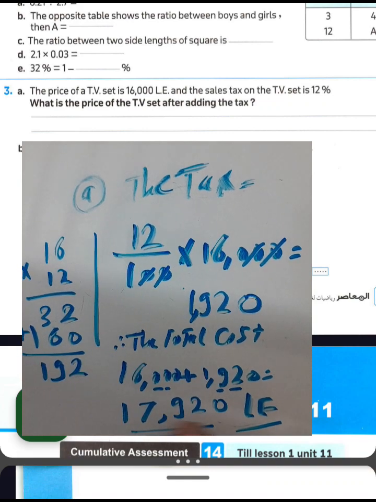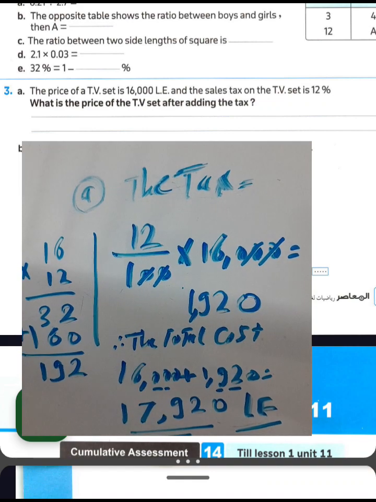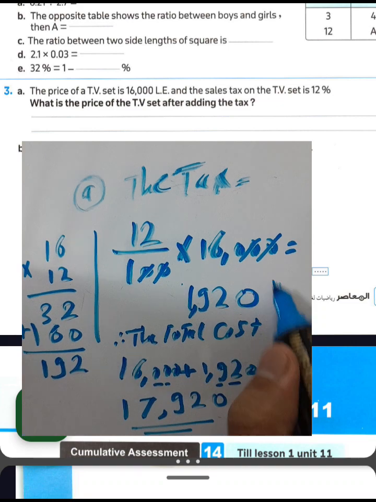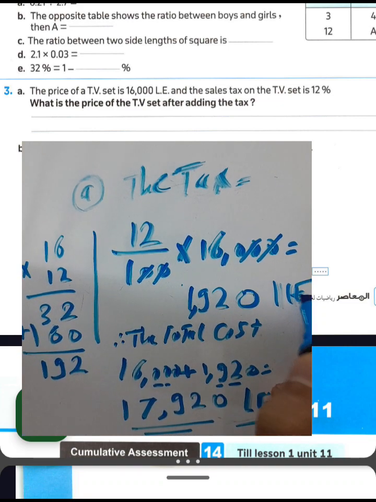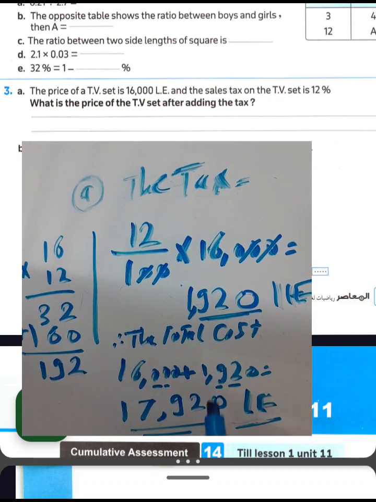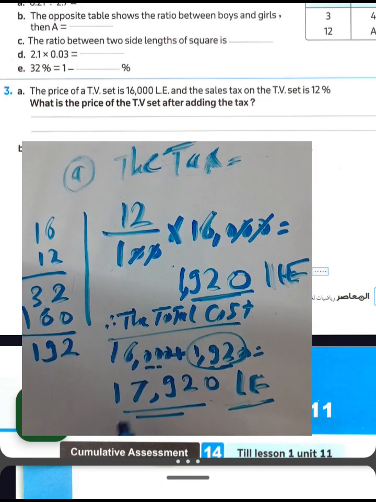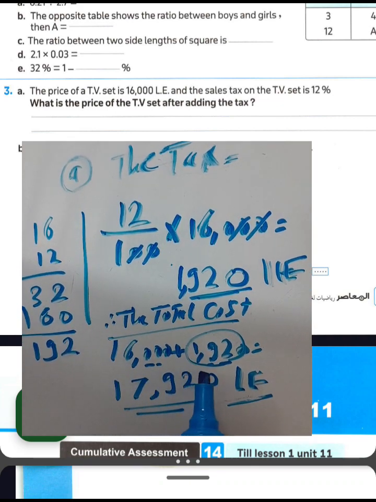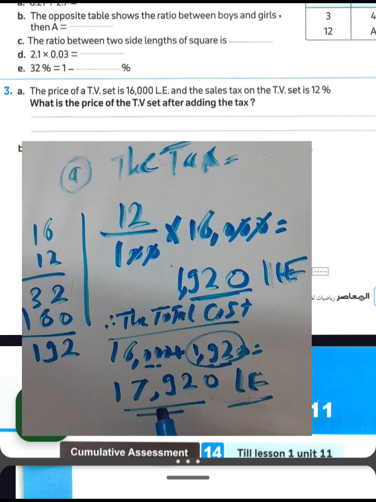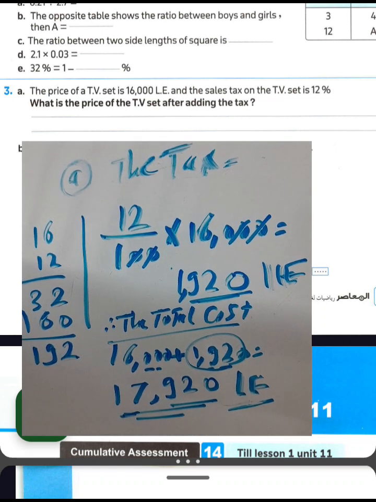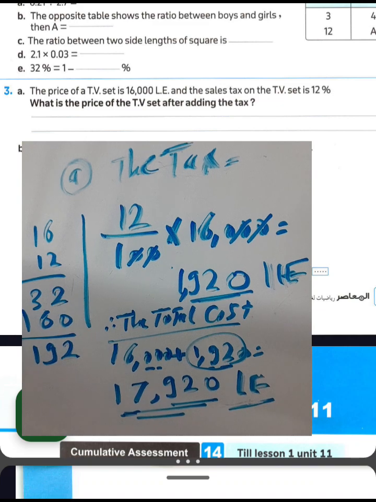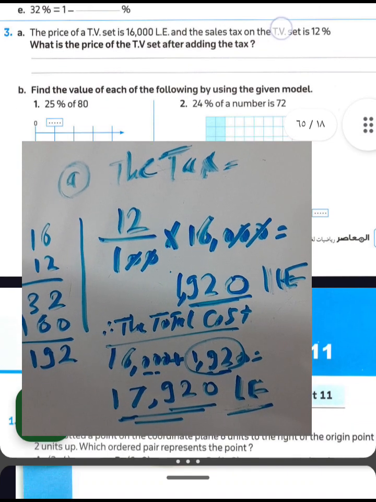The tax here was 1920 Egyptian lira. Then the total cost after adding the tax will be 16,000 plus 1920, it will be 17,920. That was question letter A. Question letter B.